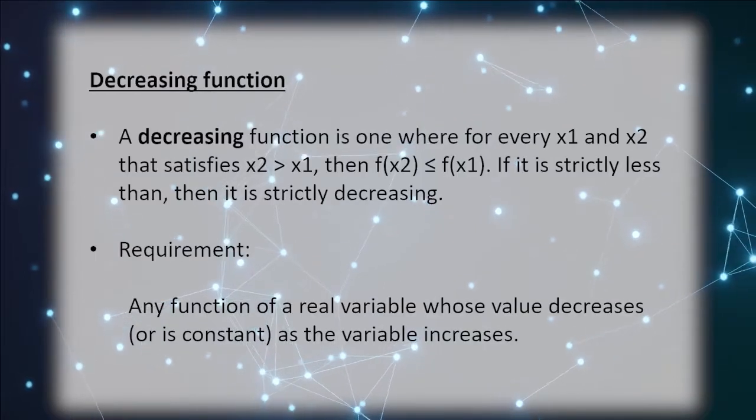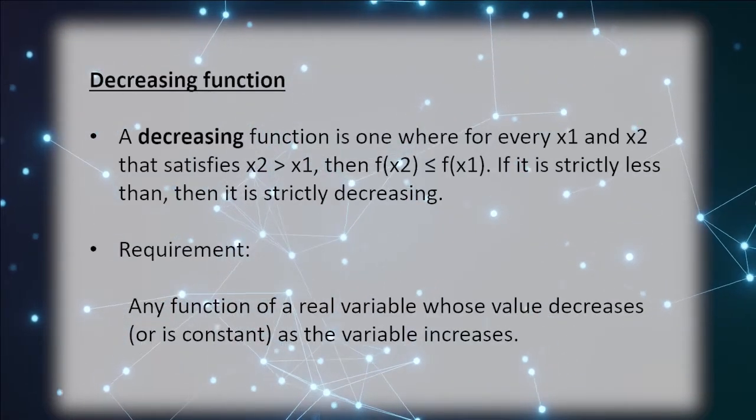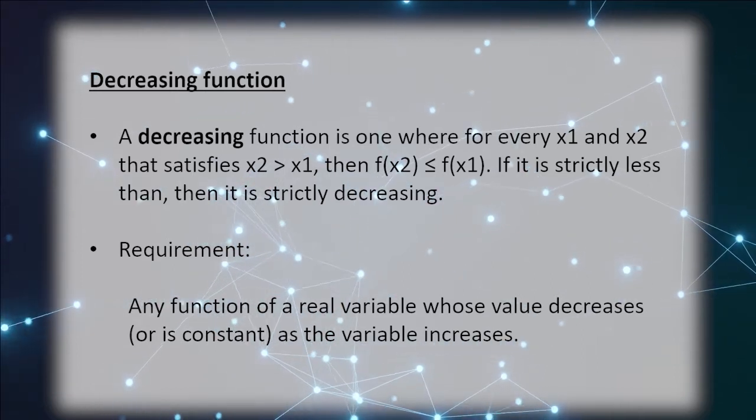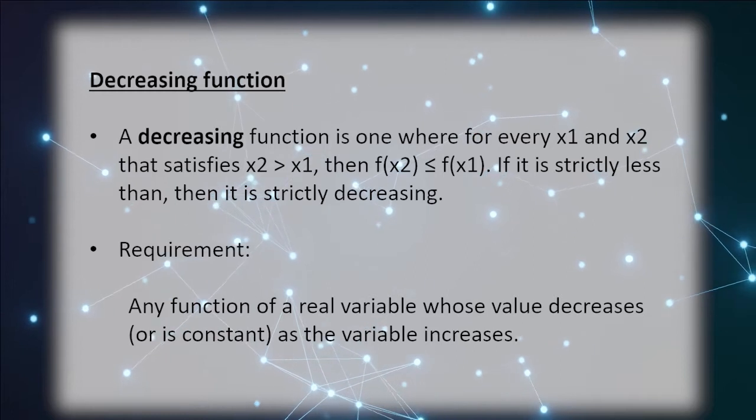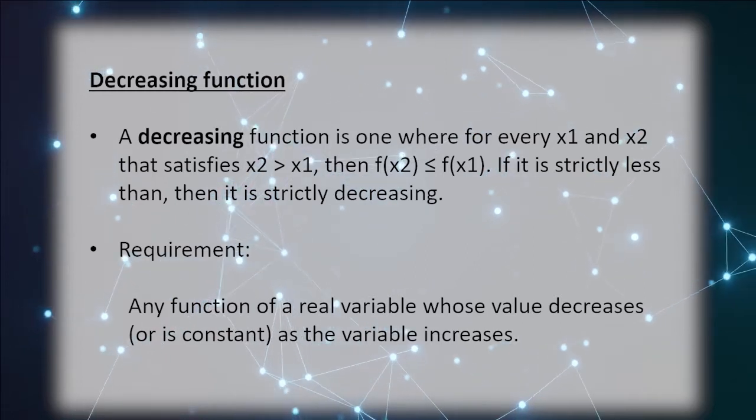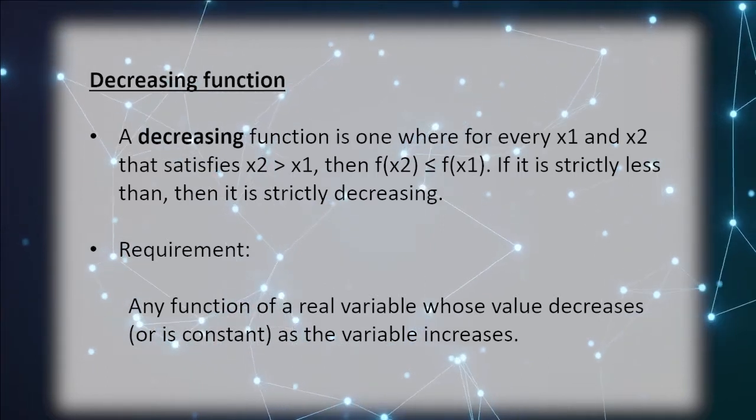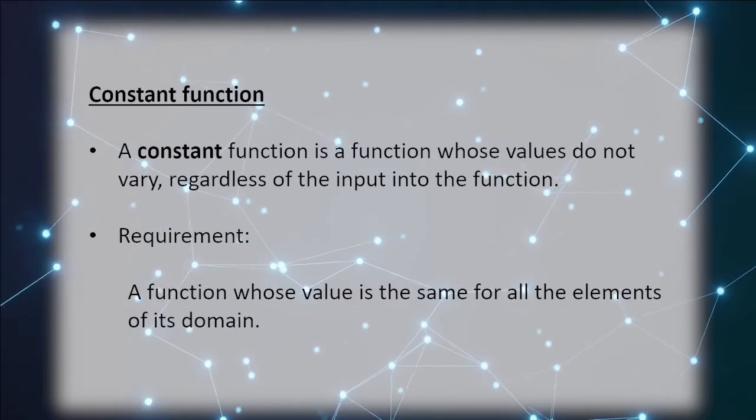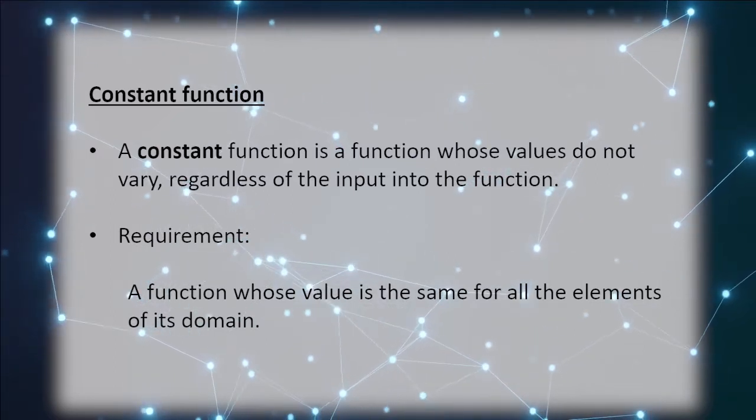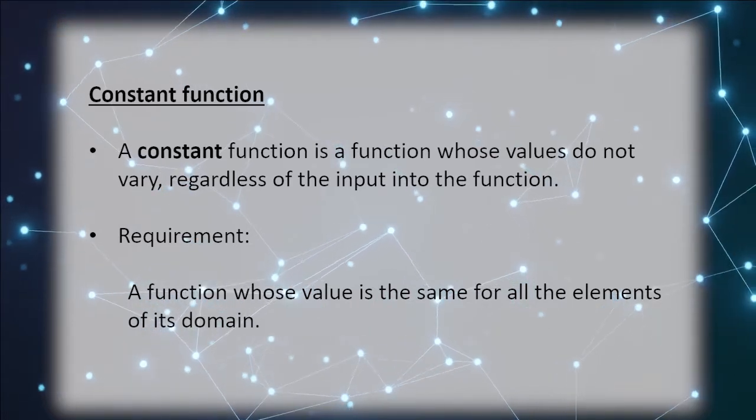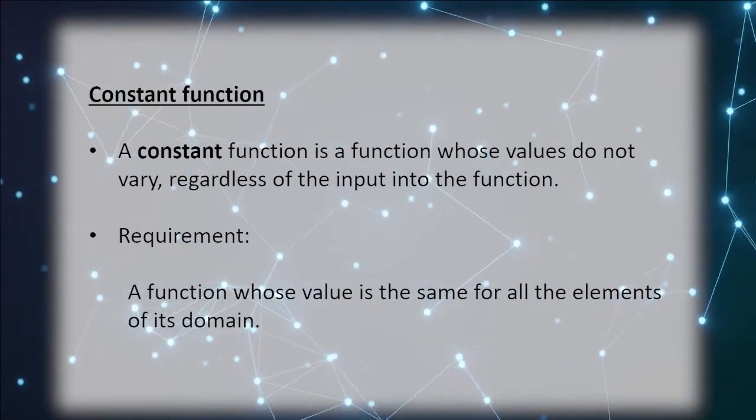Second, a decreasing function is one where for every x1 and x2 that satisfies x2 greater than x1, then f(x2) is less than or equal to f(x1). If it is strictly less than, then it is strictly decreasing. Third, a constant function is a function whose value does not vary, regardless of the input into the function.